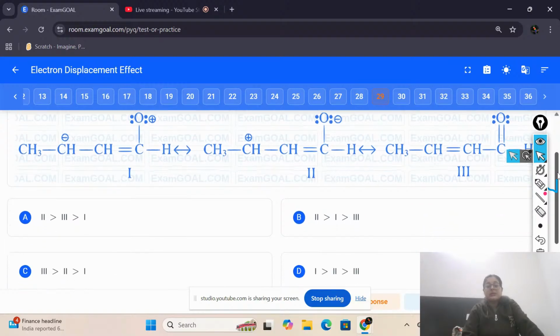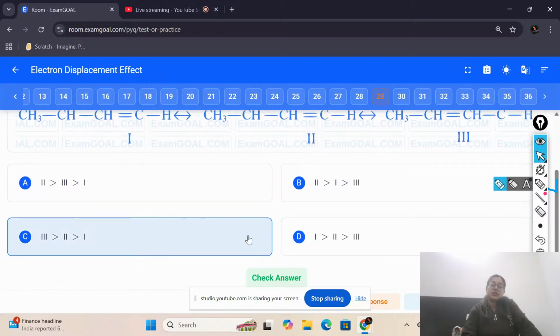Third will get more stability because there is no charge separation. Then second, where oxygen is carrying the negative charge. Then first.